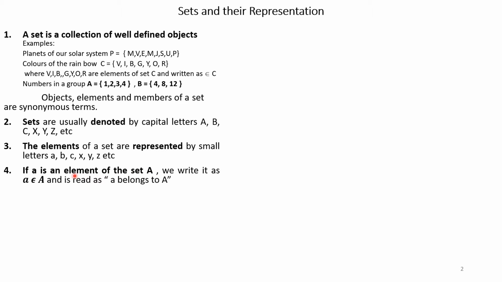If a is an element of the set A, we write it as a belonging, with the symbol epsilon, to capital A, and it is read as a belongs to A. If b is not an element of set A, if the letter b is not there in the set A, then we write b with epsilon cut off, A, that is b does not belong to A.